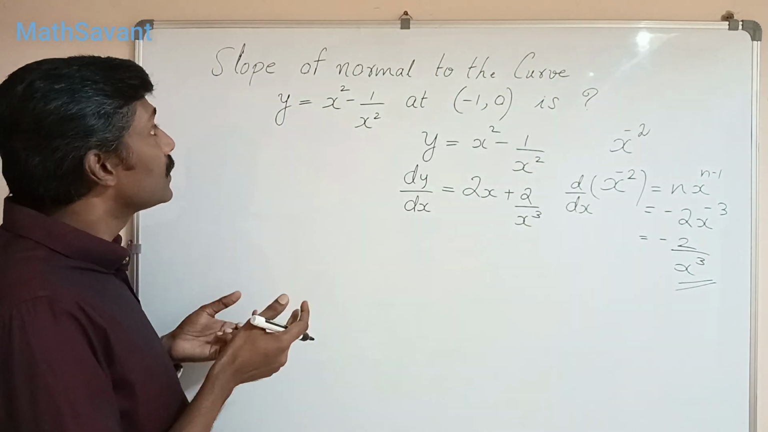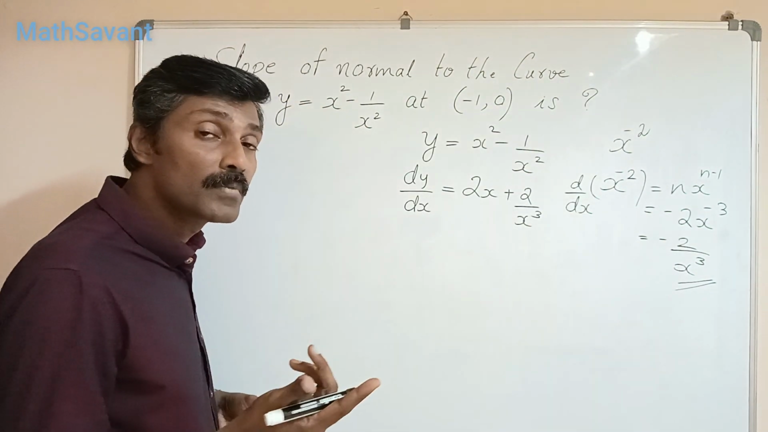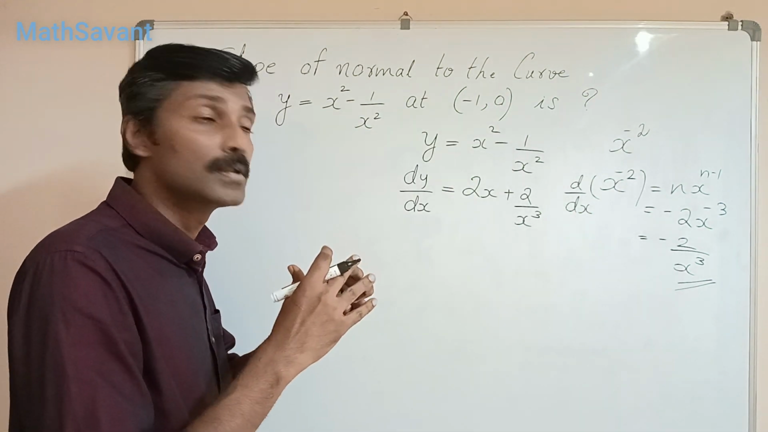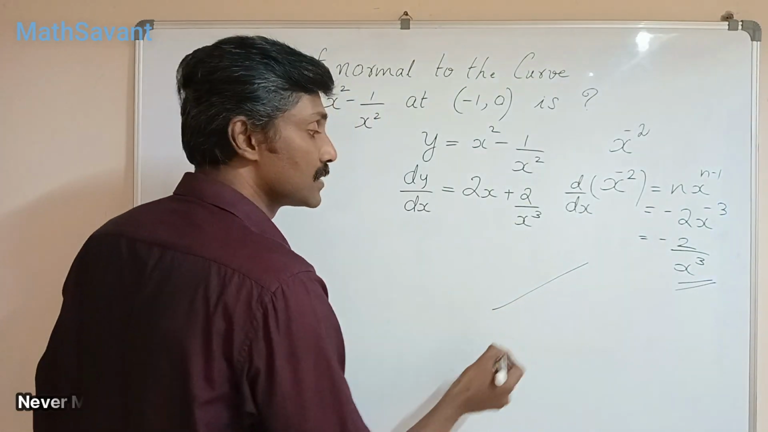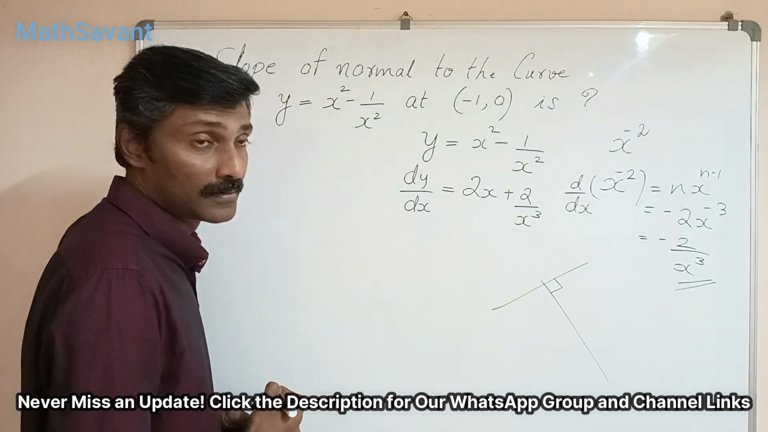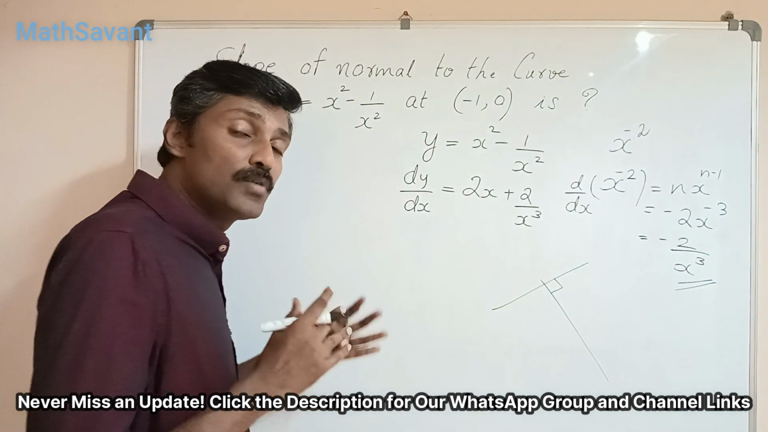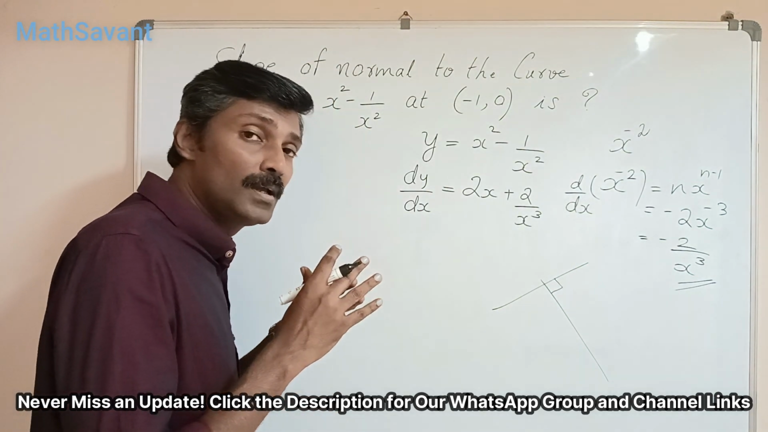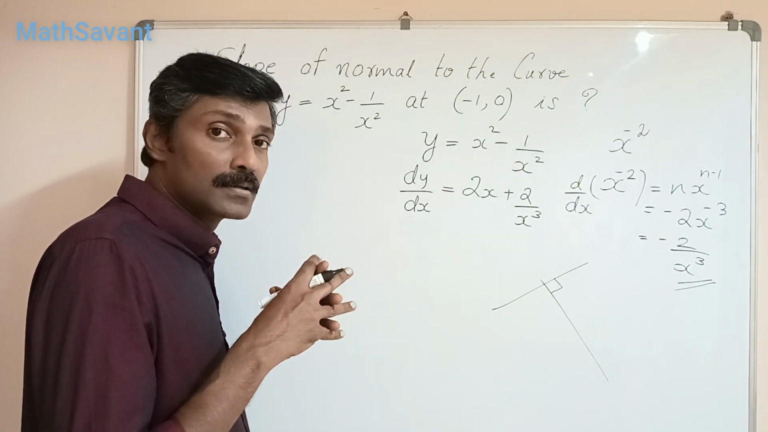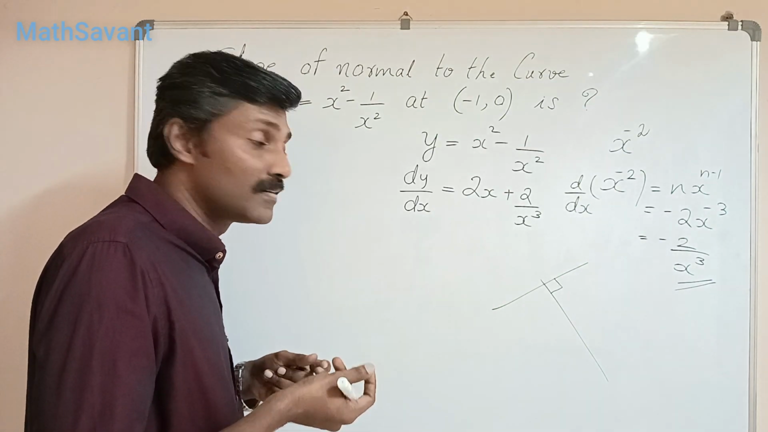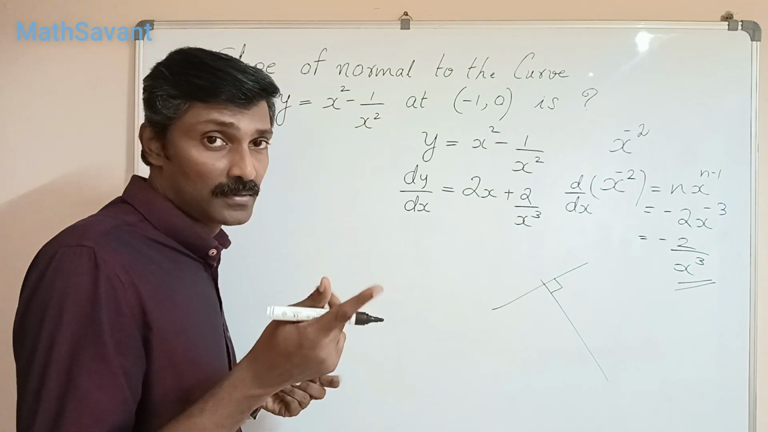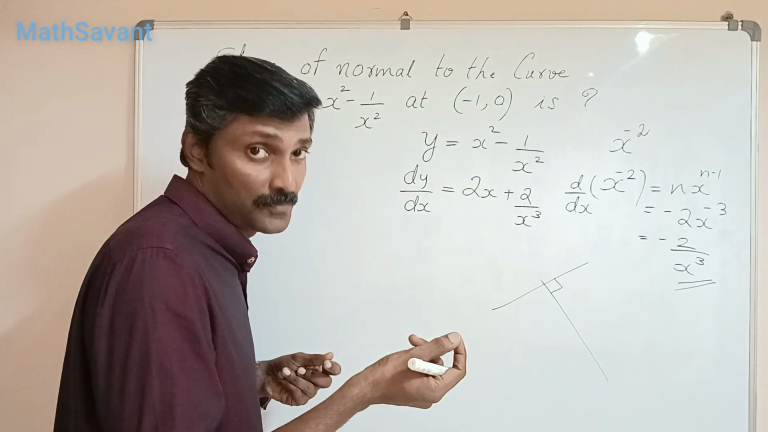Now what we need to find out is the slope of the normal. We know that the tangent and the normal, they are perpendicular to each other. So if this is the tangent, this will be the normal. So that means this angle is 90 degree, right? And we know that if you have two lines and if they intersect perpendicular to each other, the slopes of these two particular lines, their product will be equal to minus 1. That's the condition of perpendicularity of two lines, right?